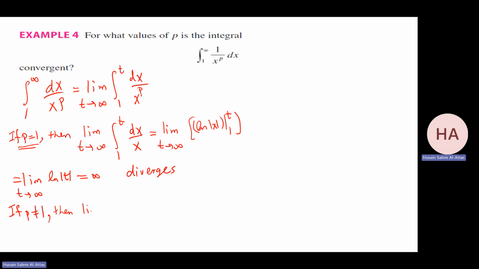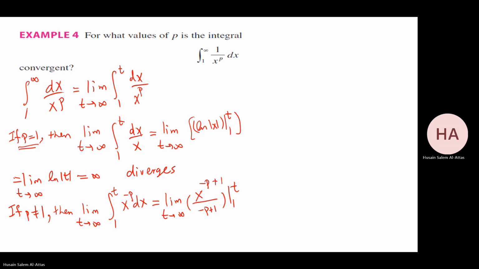Then what will happen? I have the limit as t goes to infinity. What will be this integral? Let me write it this way: the integral from 1 to t of x to the power minus b dx. That will be the limit as t goes to infinity. What is this integral? It will be x to the power minus b plus 1 over minus b plus 1, from 1 to t.